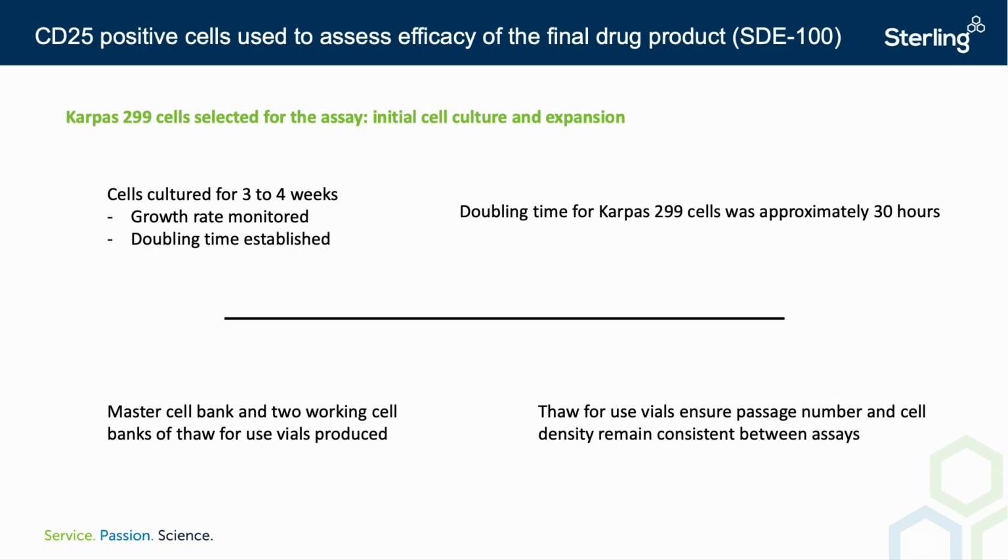So this period culturing the cells provided information for an initial drug cell incubation time in the early stages of assay development. During this initial cell culture period, we also prepared a master cell bank and 2 working cell banks of Thaw-for-use vials. By using a bank of Thaw-for-use vials, we ensure that all cells used for these assays are at the same passage number and cell density.